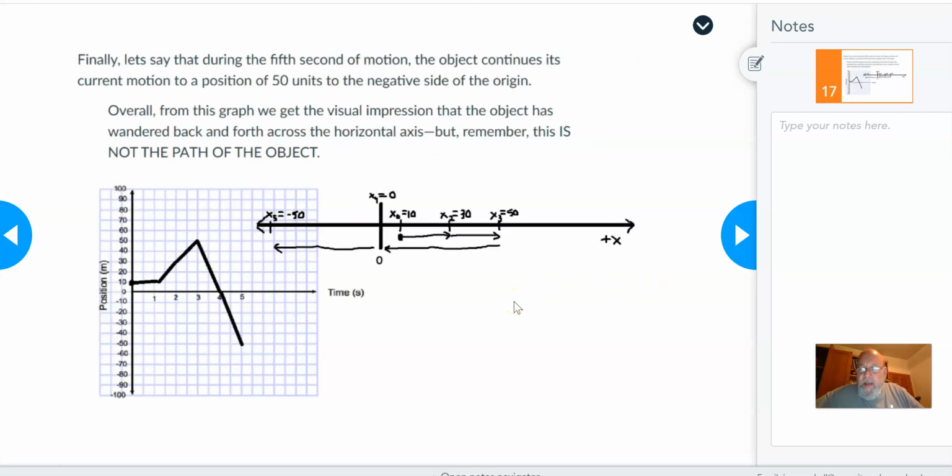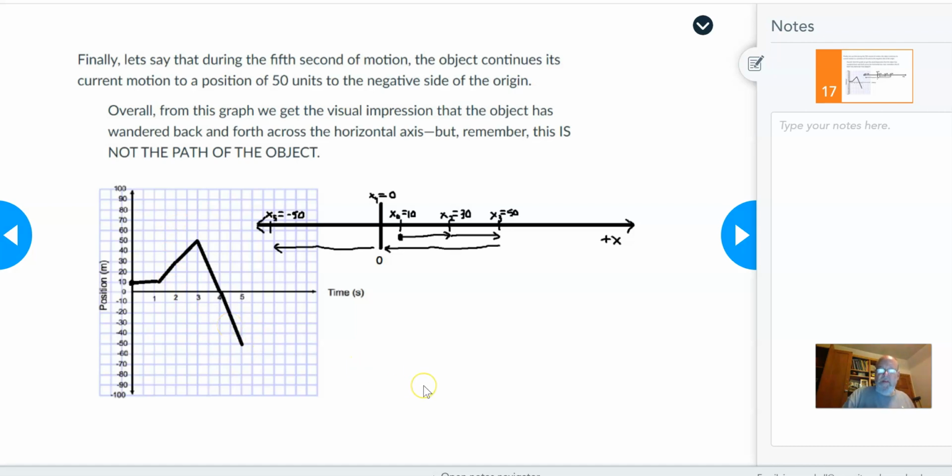And then let's say in the last second of motion, it continues past the origin and continues to a position of 50 units to the negative side of the origin. So the motion diagram up here again shows that my last displacement is from 0 to negative 50. So I went from here to here to here, back to here, and back to there. And this diagram shows that as well. Again, I am traveling at a constant velocity because the motion is a straight line. If I was traveling at a non-constant velocity, then the motion would be curved.